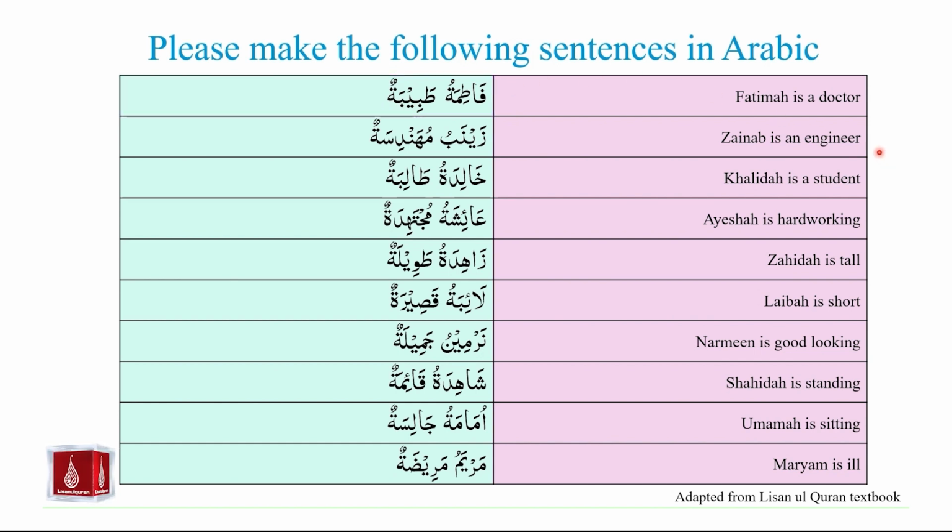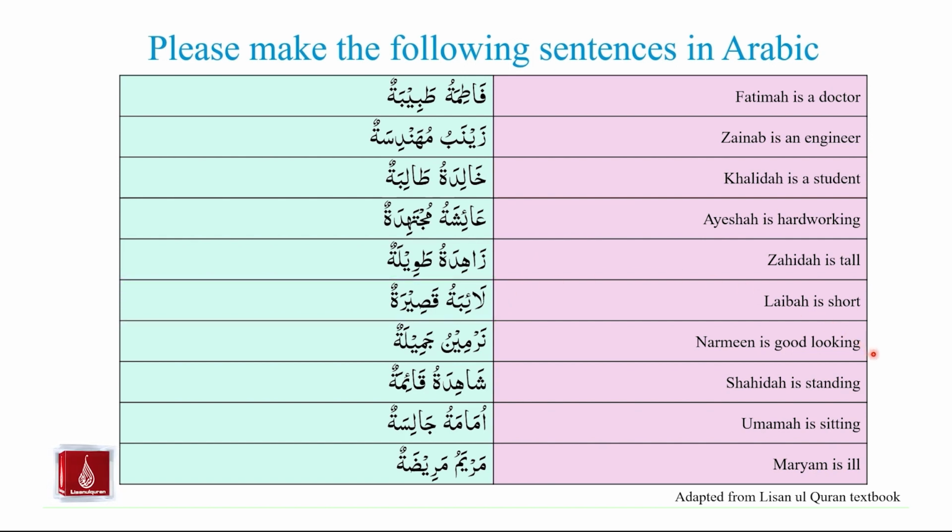Zainab is an engineer. Zainabu muhandisatun. Khalida is a student. Khalidatu talibatun. Aisha is hardworking. Aishatu mujtahidatun. Zahida is tall. Zahidatu tawilatun. Laiba is short. Laibatu qasiratun.